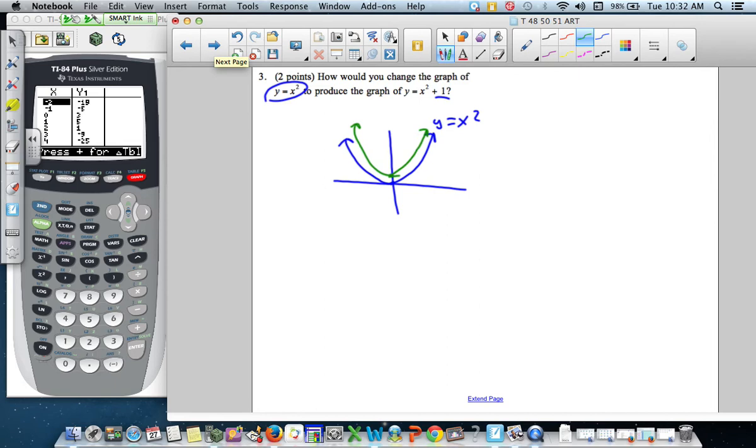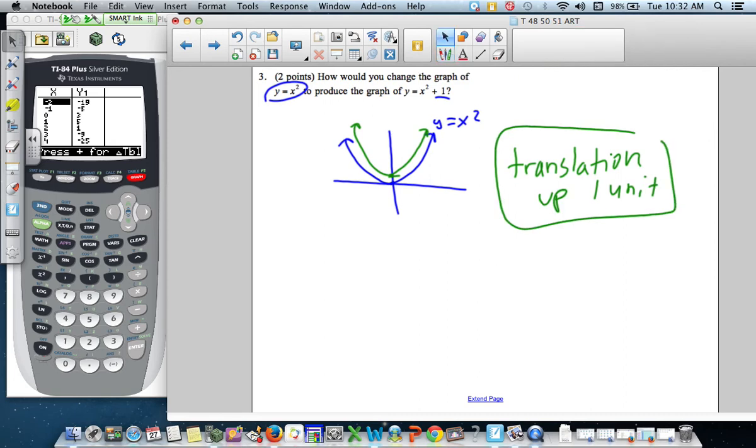So the way I would describe this as a transformation, you're sliding the graph up 1 unit. We call a slide a translation, up 1 unit. So it's basically like you're just picking up that parabola and sliding it up 1 unit.